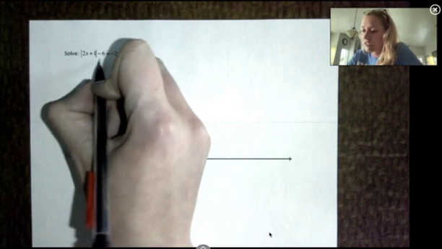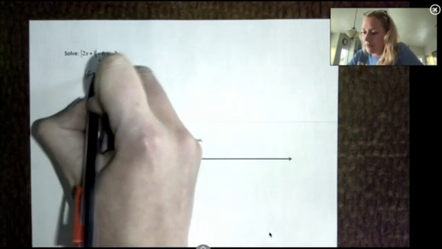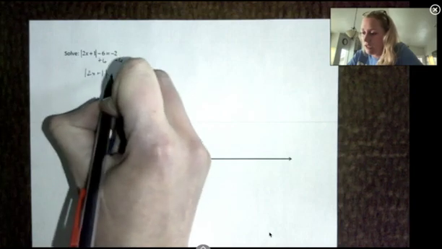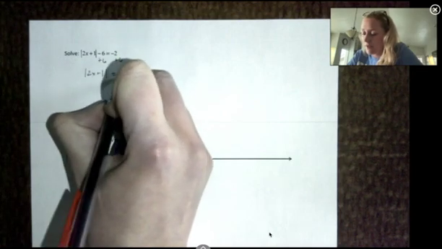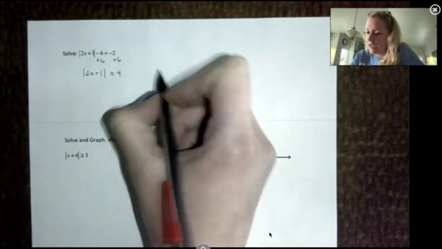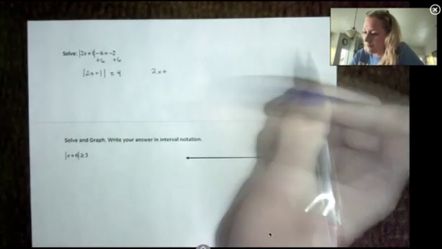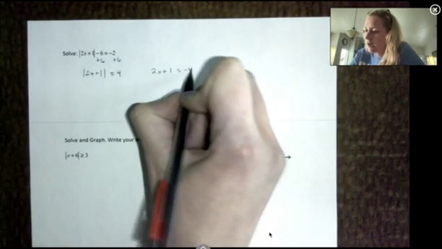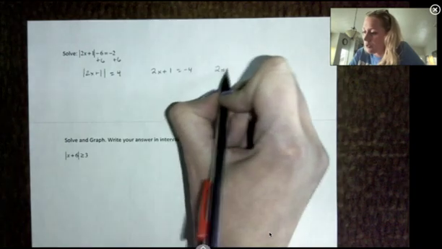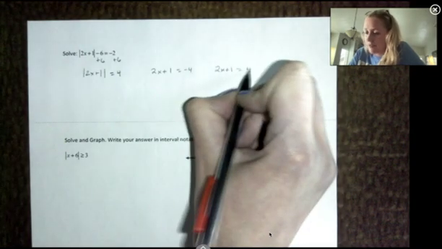So at first, this 6 is not in the absolute value, so we're going to add it to both sides. So I get absolute value of 2x plus 1 equals 4. So now I set up two equations. I have 2x plus 1 equals negative 4, and 2x plus 1 equals positive 4.